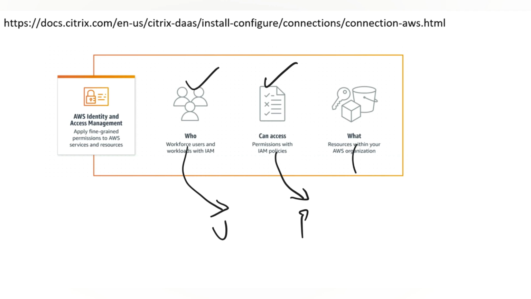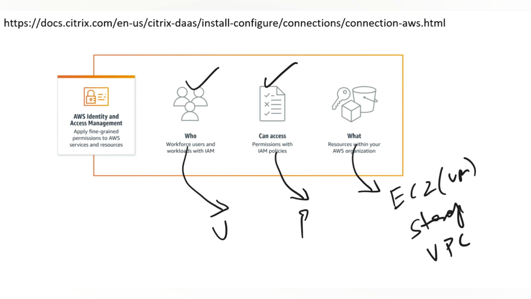And the last one is "on what", meaning on what resource they need the permissions. For example, let's say I have a user and I gave a read only permission, but on what resource do they need the read only? For example, only on the EC2 instance, which is VMs, or only on the storage, or only on the VPC or network. So these are the three things that come under IAM in a nutshell.